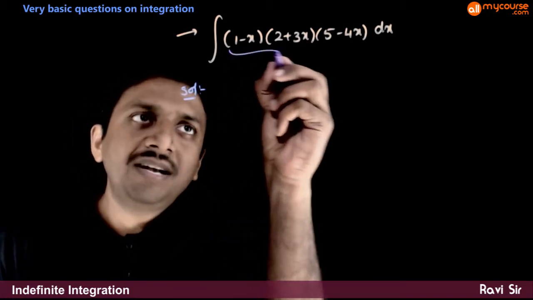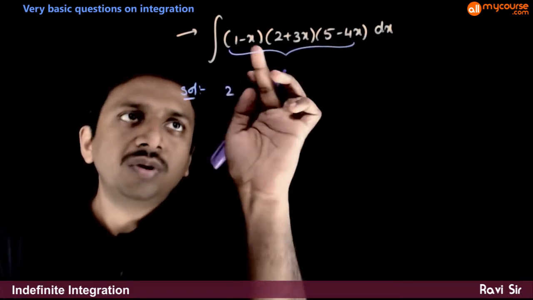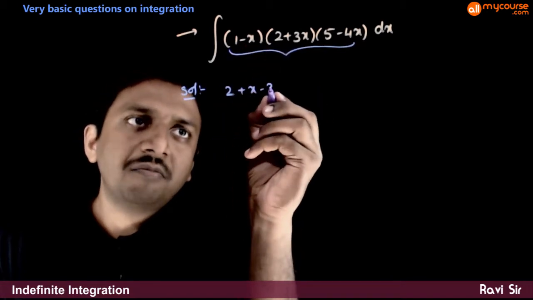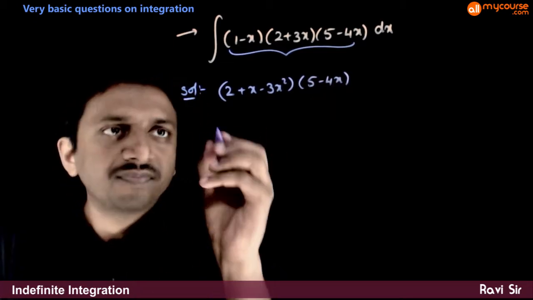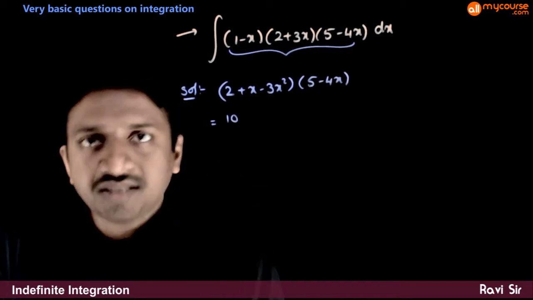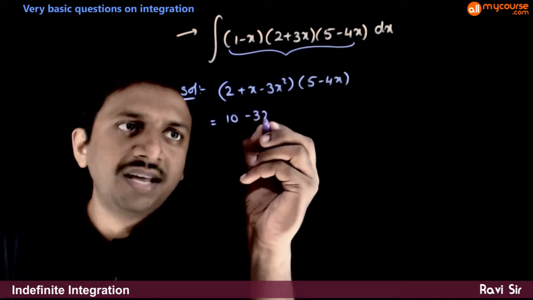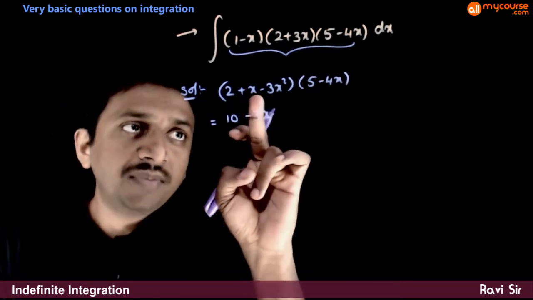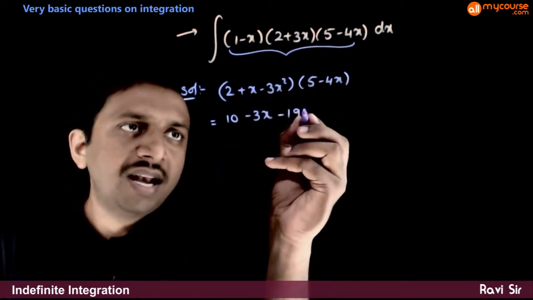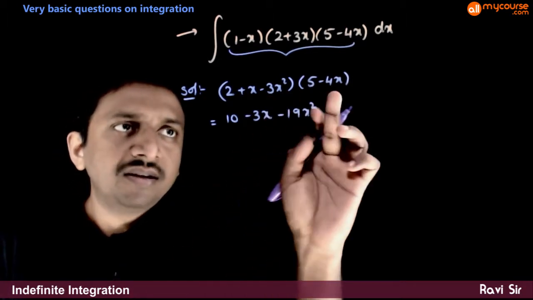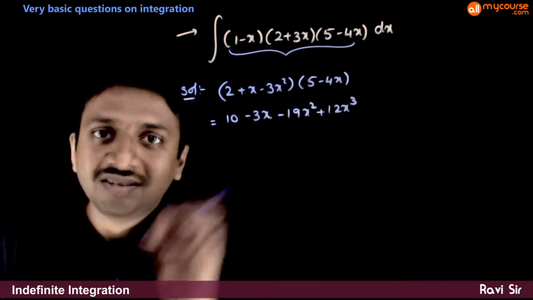That is, first let me multiply these three terms. If you multiply the first two terms, you get 2 minus 2x plus 3x plus x minus 3x square, times (5 minus 4x). That is equal to, the constant is 10, and you have minus 8x plus 5x, that is minus 3x, and the x square term is minus 15x square minus 4x square, that is minus 19x square, and plus 12x cube. So the multiplication of these three is this expression.